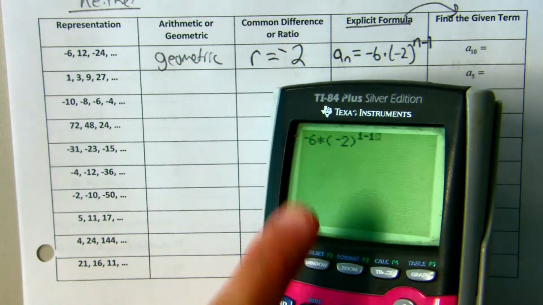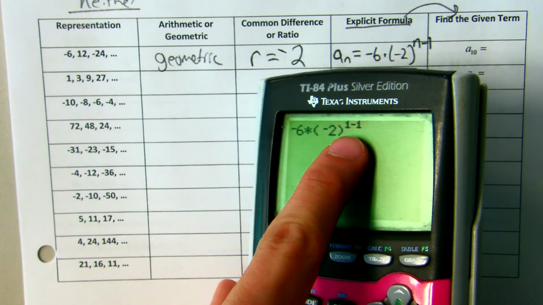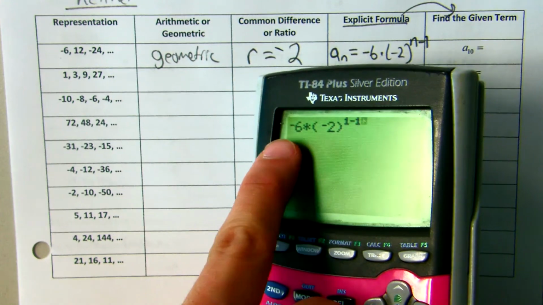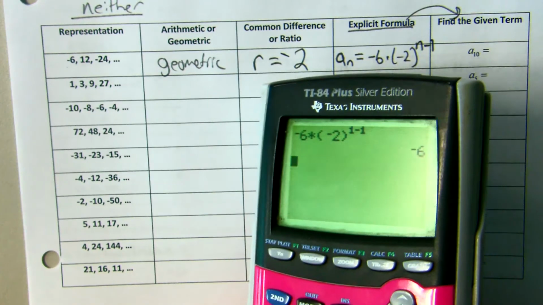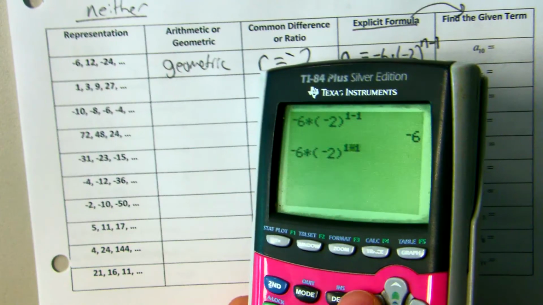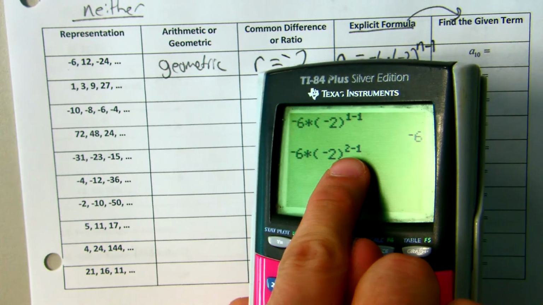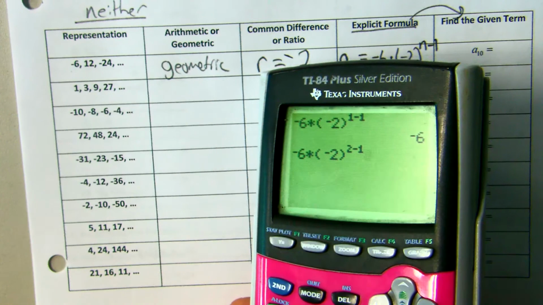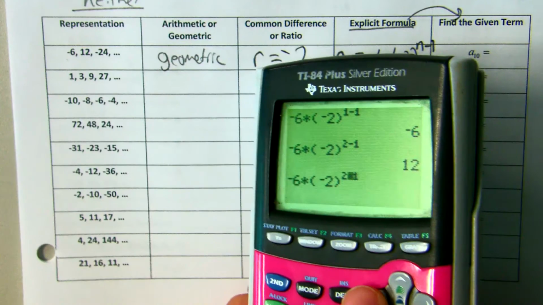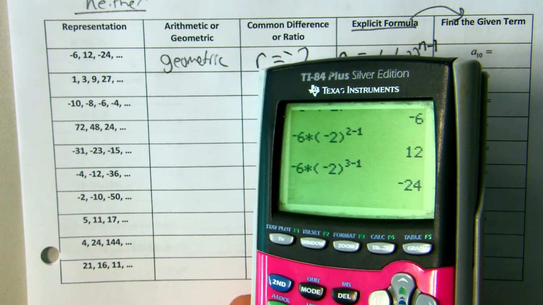But notice, if I plug in 1 for n, think about what's going to happen before I put enter. That's going to make the exponent be 0. Anything to the 0 power is 1. And then negative 6 times 1 is going to be negative 6. So plugging 1 in for n gives me the correct first term. If I plug 2 in for n, now this exponent is going to be 1. So I end up with negative 6 times negative 2, which gives me the positive 12 second term. And then if n is 3, it's just multiplying by another negative 2, because there's one more negative 2, and you can see that that works.